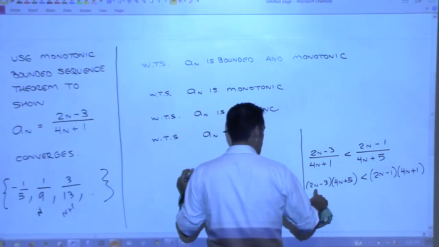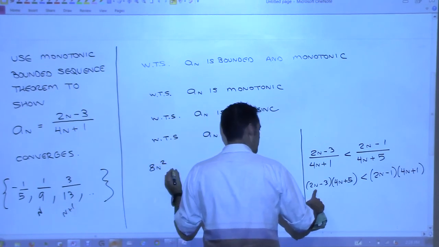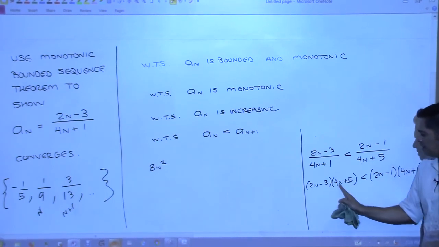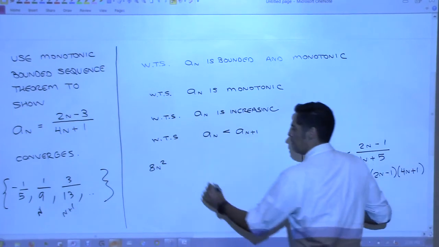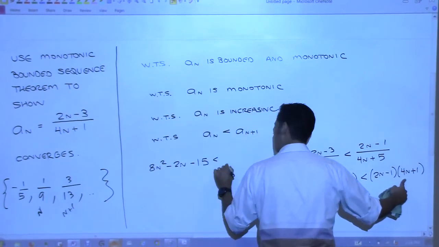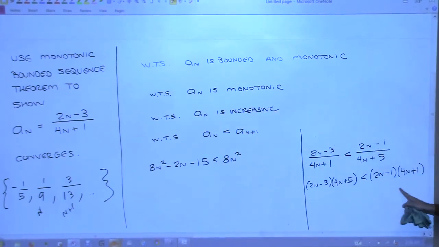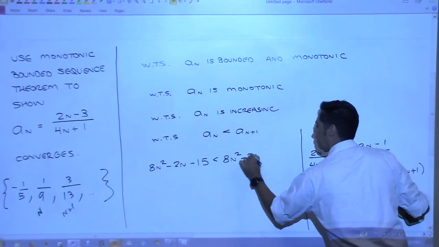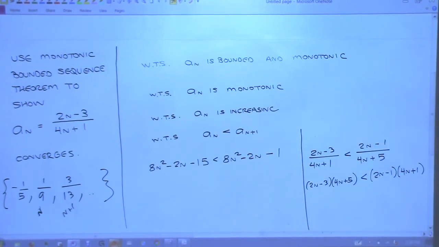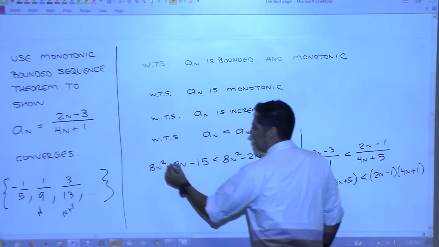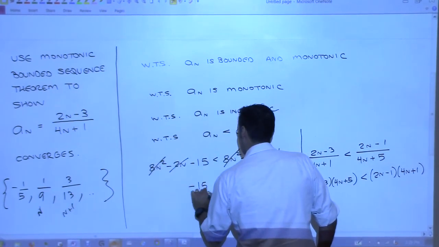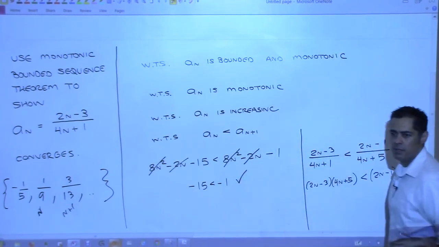So let's see here. Distribute through here, I'm getting 8n squared plus 10n minus 12n, so minus 2n. And then minus 15. I want that to be less than 8n squared plus 2n minus 4n is minus 2n. And then finally minus 1. Y'all can check my math there. That look okay? Lots of good things are about to happen. If I subtract 8n squared from both sides, they both go away. If I add 2n, they're both going to go away. And my final statement is that negative 15 is less than negative 1. And that is true always. Right?